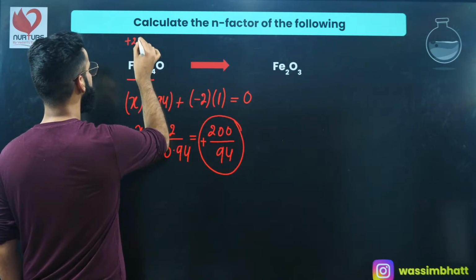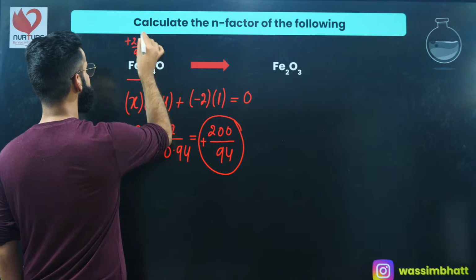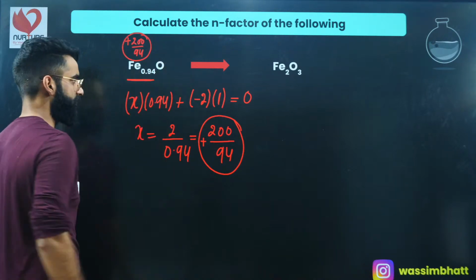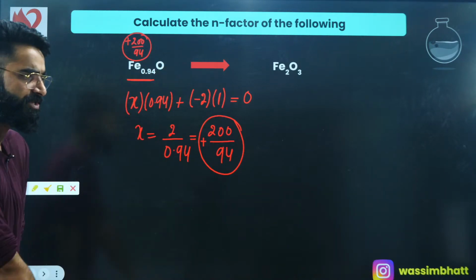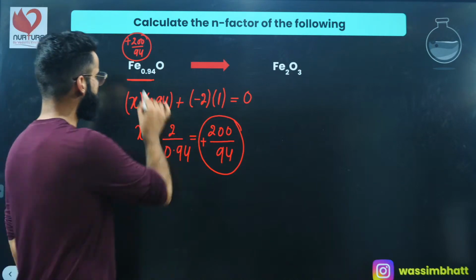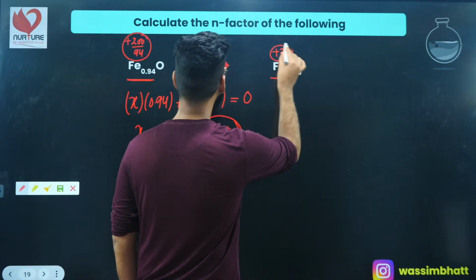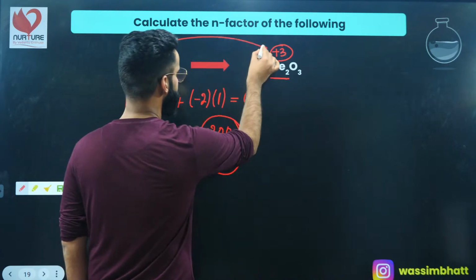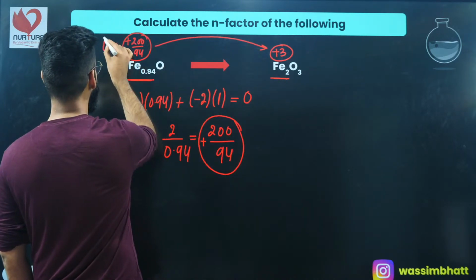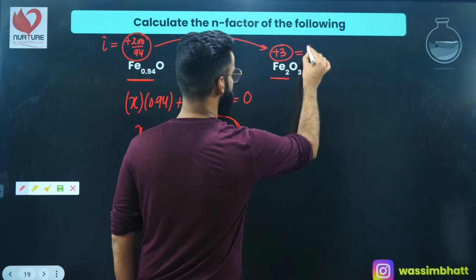Plus 200 divided by 94. This is the oxidation state of iron over here, the average oxidation state of iron. Now this iron is getting converted into this species, where the oxidation state of iron is +3. So from here to here, this is the initial oxidation state of iron, and this is the final oxidation state of iron.